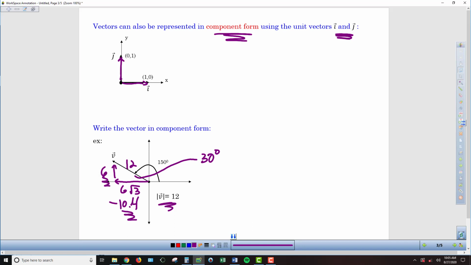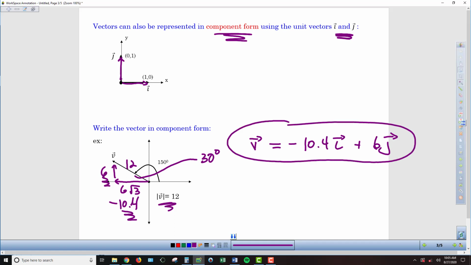And so if I'm going to write this vector in component form, there's a number of ways that I can represent that. One is to write it with the x-component first, so negative 10.4i and then plus 6j. So this representation here, communicating this horizontal movement of negative 10.4 and the vertical movement of 6, has embedded in it the 150-degree angle and the magnitude of 12. So it's just an alternate representation.